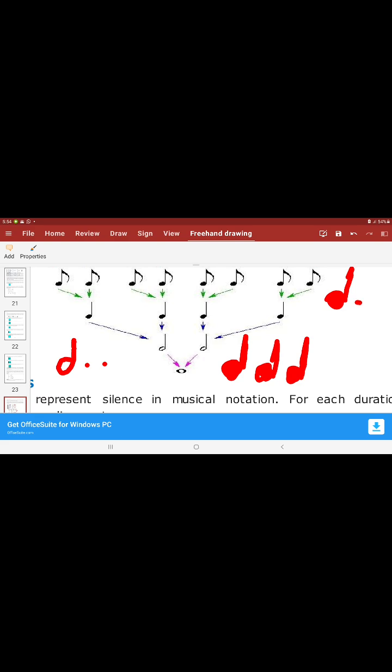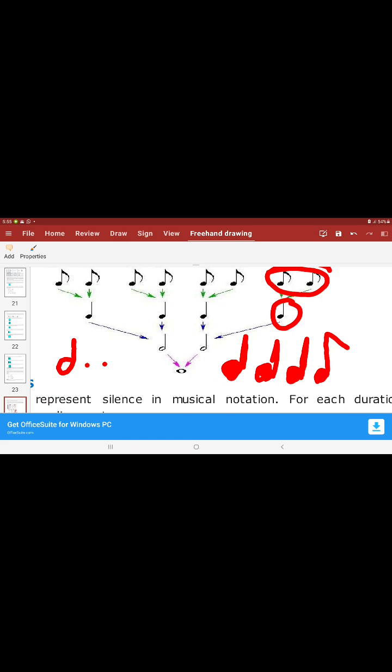a crochet is equivalent to 2 quavers. So the second dot will now be adding a quaver. A crochet is equivalent to 2 quavers. So the second dot on the minim will increase the whole of that note by what? By a quaver. So I believe this is clear.